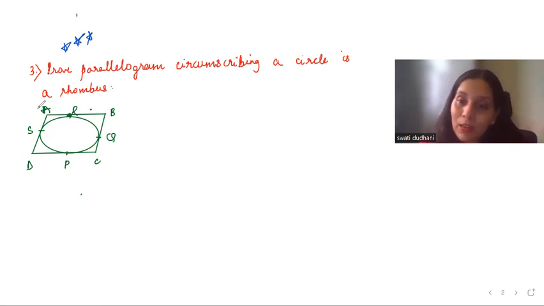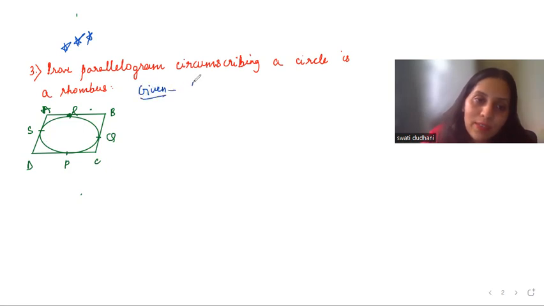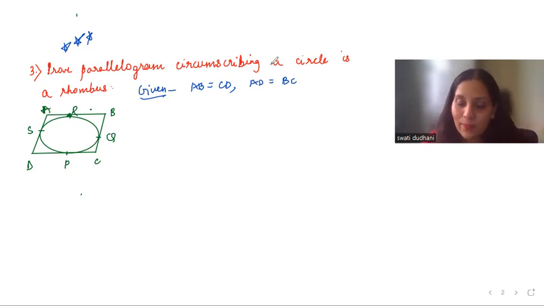But whereas in parallelogram, what do we have? Opposite sides are equal. All right. So what is given to us? First let us write. Given is AB is equal to CD and AD is equal to BC. This is given to us. And what do we need to prove?